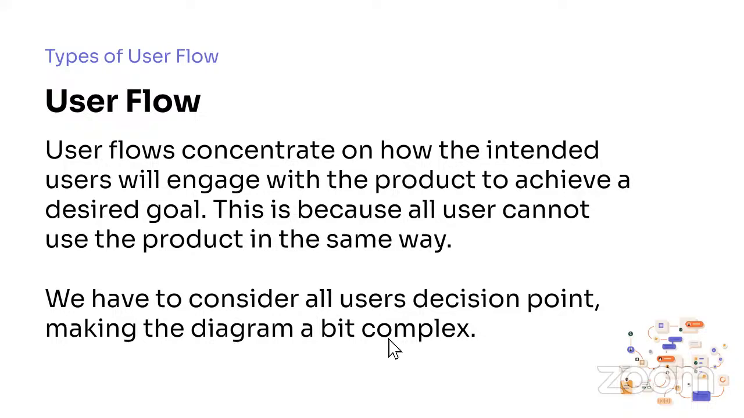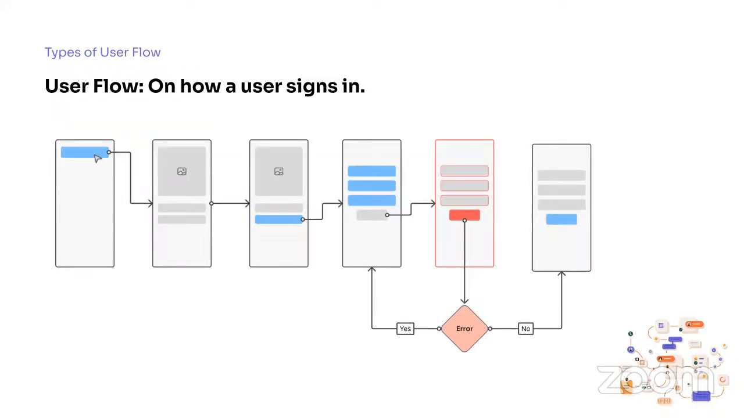So user flow is now a combination of task flow and wire flow. You combine everything to show how the user uses the product. So the branches here will be very, very many because you're showing how the user will use the product. So let's go further. This is an example of how user flow looks like.